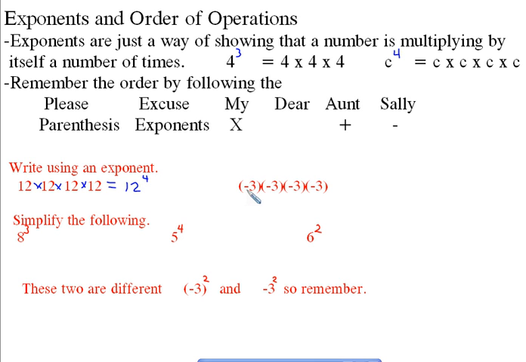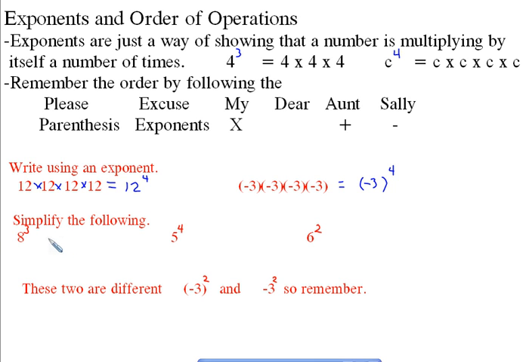Now here, this is negative 3 times negative 3 times negative 3 times negative 3. So remember, if there's nothing in between parentheses, that means it's multiplication, or if there's something on the outside, it would mean multiply the thing in the parentheses. So this is just going to be equal to negative 3 to the fourth power. Now it's very important to keep that negative 3 in the parentheses because it's not 3 to the fourth power, it's negative 3 to the fourth power.